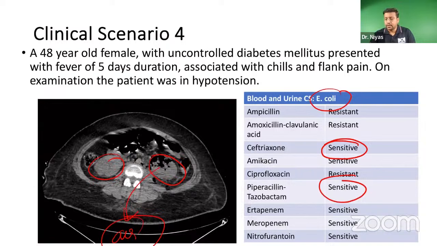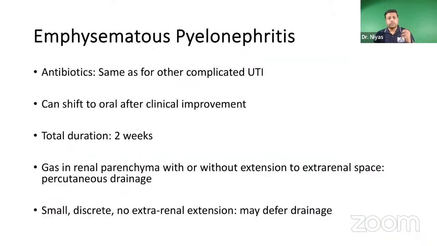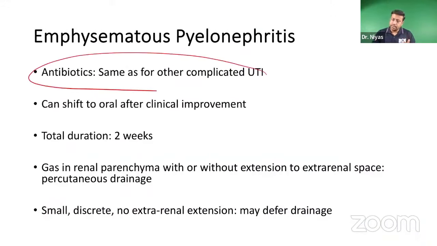So this is a clinical condition which is called emphysematous pyelonephritis. This is a serious form of urinary tract infection, a pyelonephritis, where there's formation of air in the renal tissue. For emphysematous pyelonephritis, the antibiotic is the same as you would use for any other urinary tract infection. Here, ceftriaxone is susceptible, so you can give ceftriaxone. Again, you can also shift to an oral agent after clinical improvement. But unlike other pyelonephritis, the duration that we usually give is around 2 weeks.